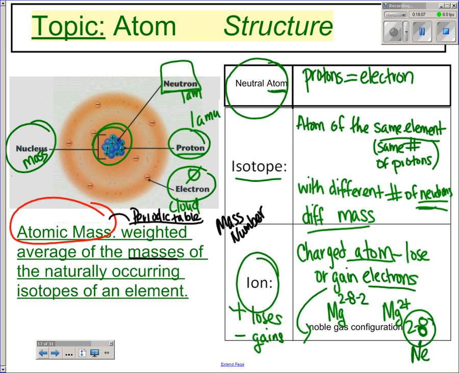Mass number is the mass of one isotope, where the atomic mass is going to be the average of all of the isotopes. Think back to that Candium lab where the mass number was the mass of one piece of candy, where the atomic mass was the average of all of the different types of candy that we had.